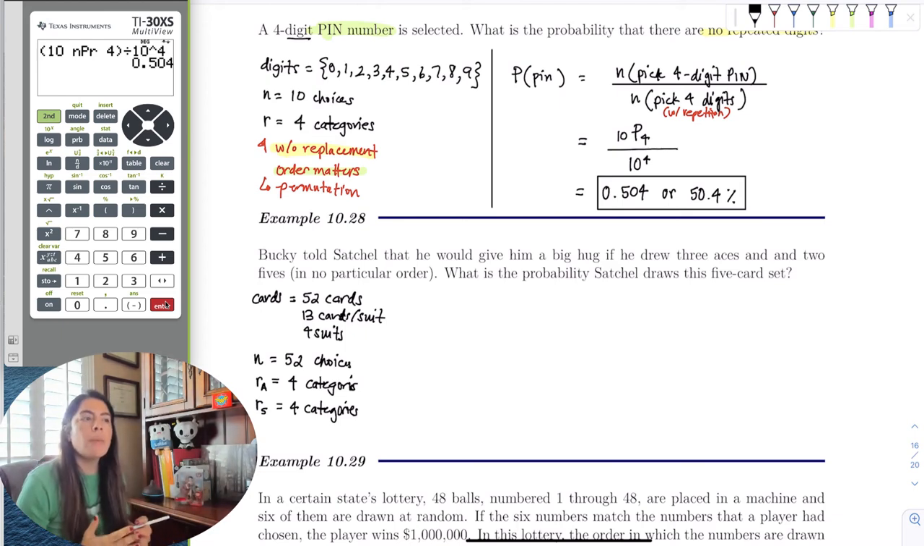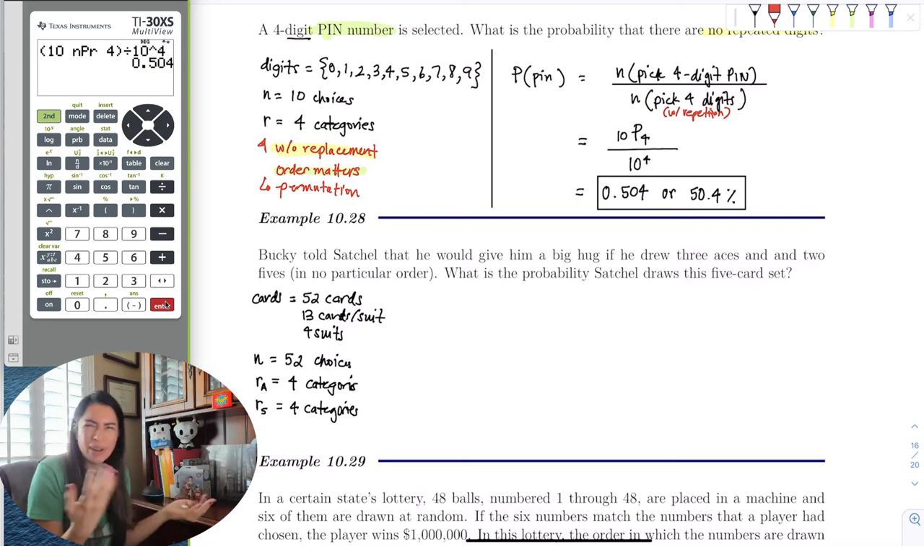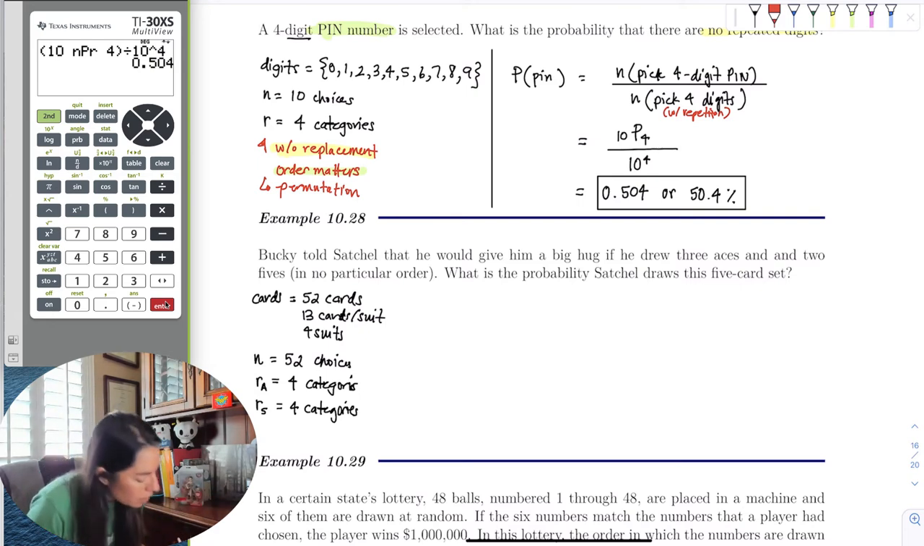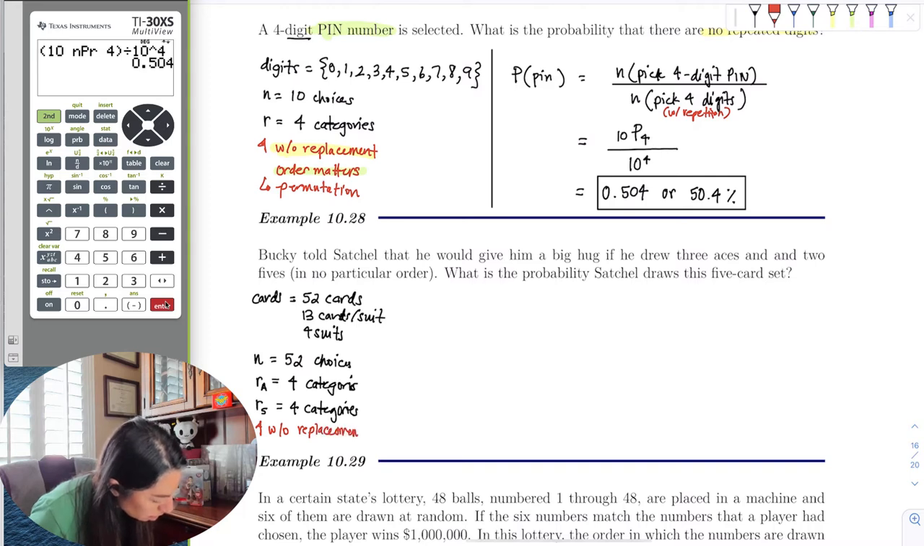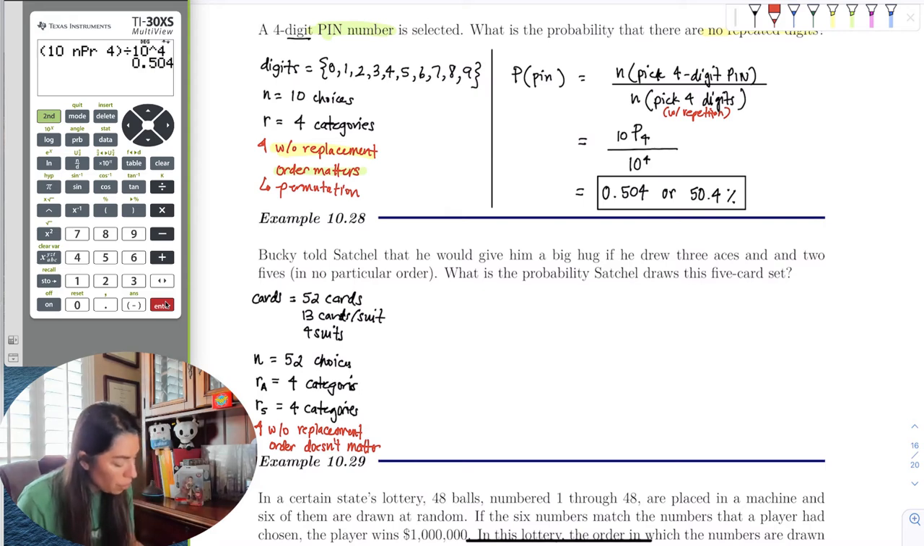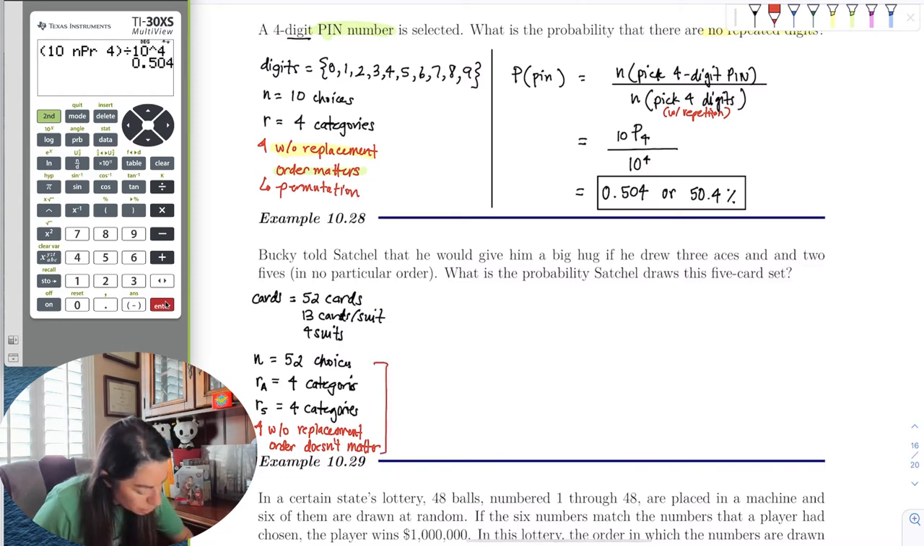So now what is the probability that he draws his 5-card set? Well, does order matter? If I'm holding 3 aces and 2 fives, does it matter if I have an ace over here and an ace over here and a 5 in the middle? No, right? It's just how you hold the cards. There's no order to them. So here I have choices, I have categories. And notice that he's going to draw this without replacement, we always assume without replacement. And order doesn't matter. So we do know that this is going to mean that we're going to be using combinations.